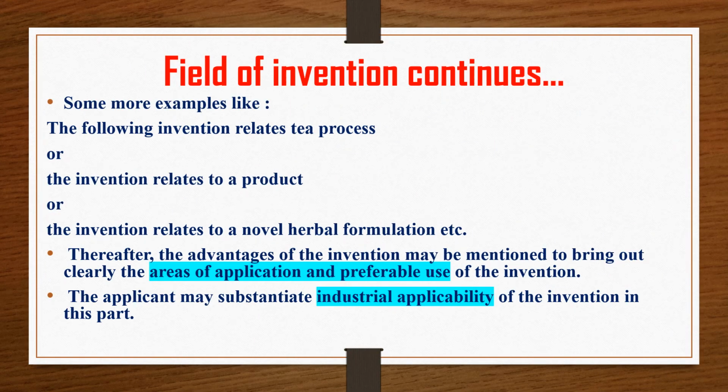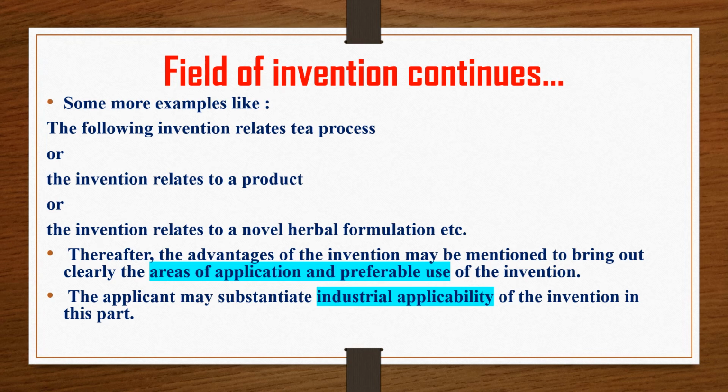Next one. Some more examples like the following: the invention relates to a process, or the invention relates to a product, or the invention relates to a novel herbal formulation, etc. This can be written.